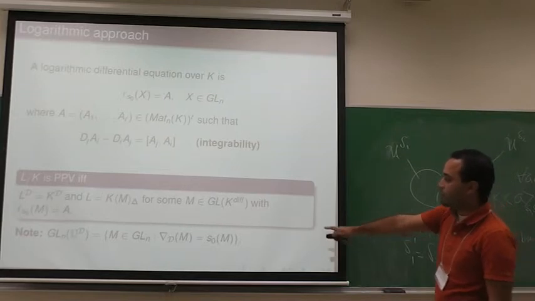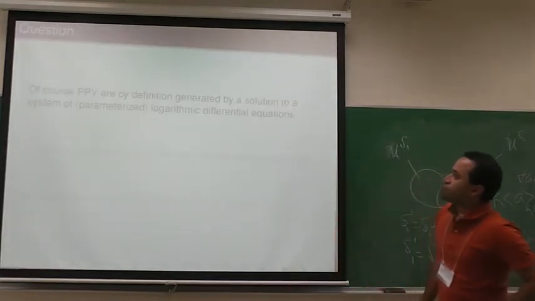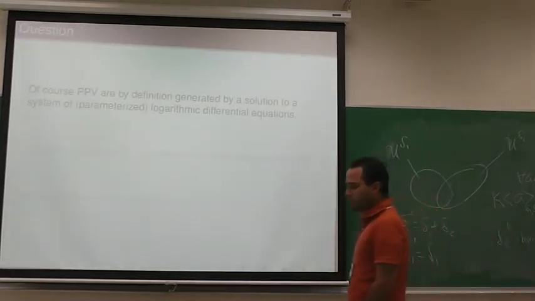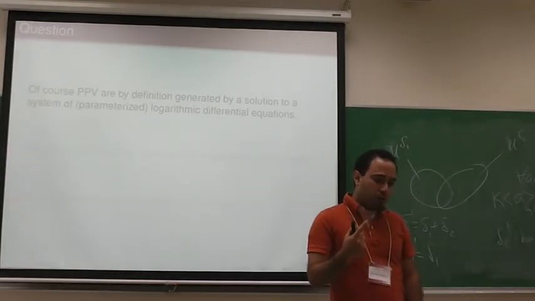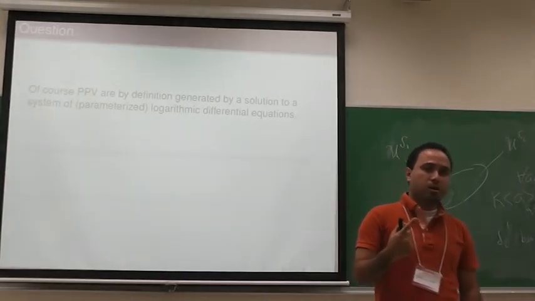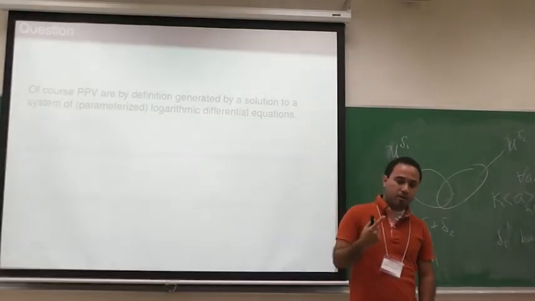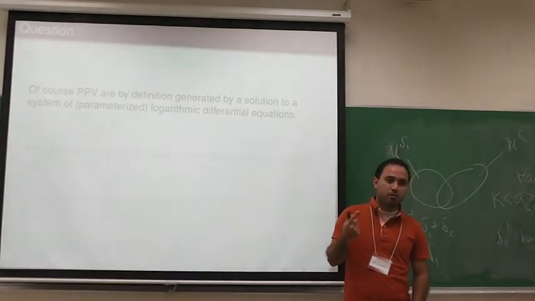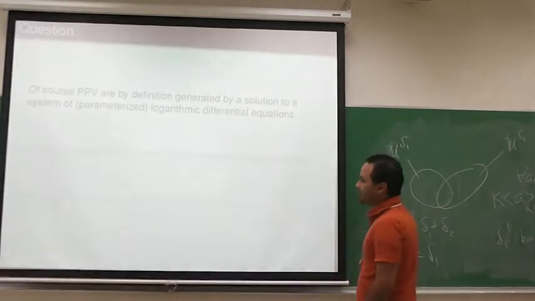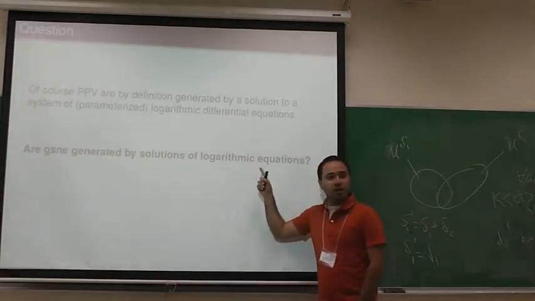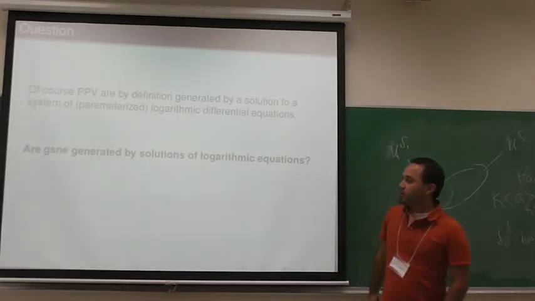Don't worry about that. Okay, and now of course, the original question was, if I have a nice extension, does it come from differential equations? And of course, if the extension was a parameterized Picard-Vessiot, then I'm cheating because it comes from equations, by definition, right? But how about the other one? How about if I give you a general strongly normal extension?